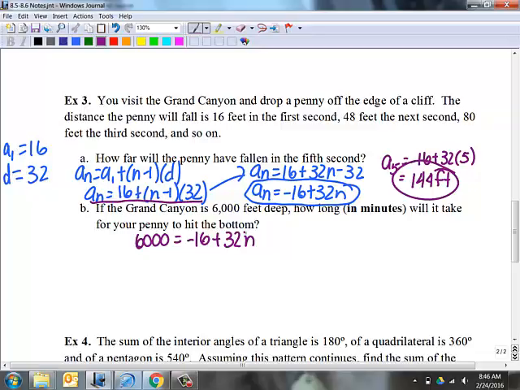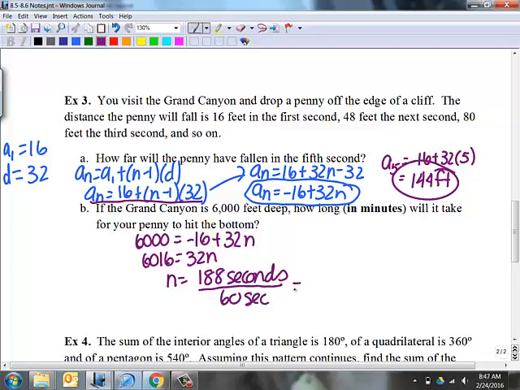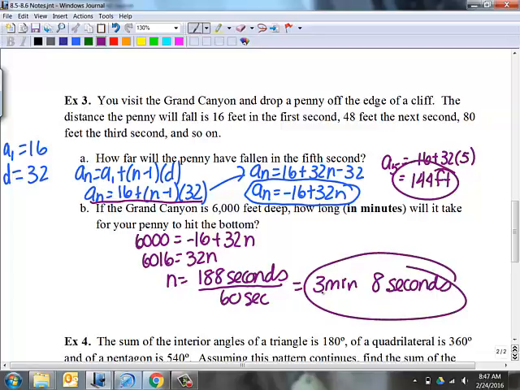Okay, so add the 16 and divide by 32. And you'd get 188 seconds. But what did it ask for? Minutes. So you have to divide by 60. Okay, so 3 minutes and 8 seconds it gives you. If you gave me 3 point something minutes, that's fine. Any questions?